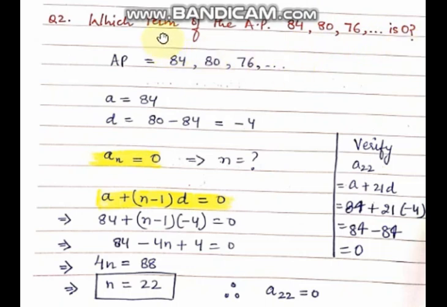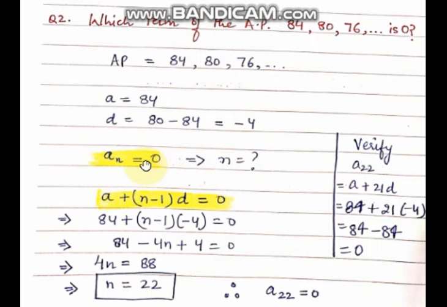The position of the term: 84 is the first term, 80 is the second term, 76 is the third term. This is A1, this is A2, this is A3. So at what n does this 0 come? Rewriting the AP, the first term is 84. The common difference, since it is a decreasing arithmetic progression, when I subtract the second term from the first term, I will always obtain a negative common difference, as you can see here.